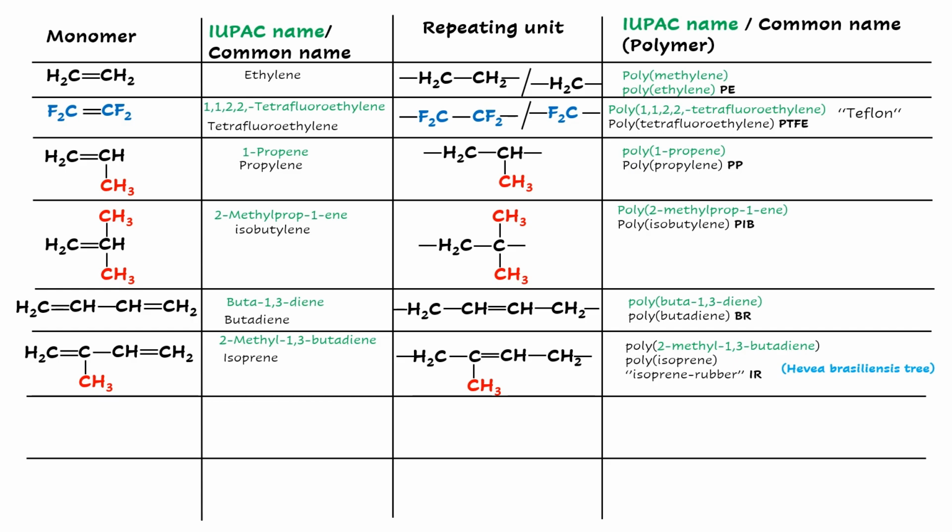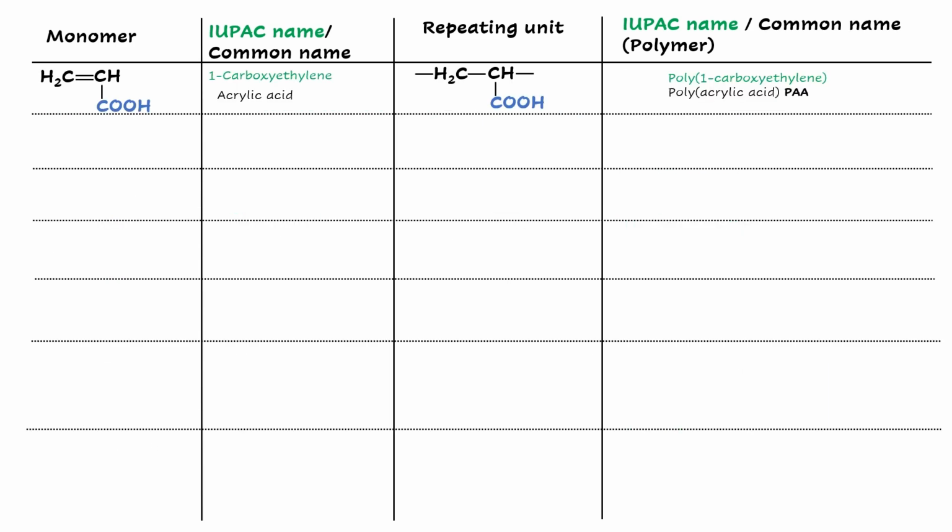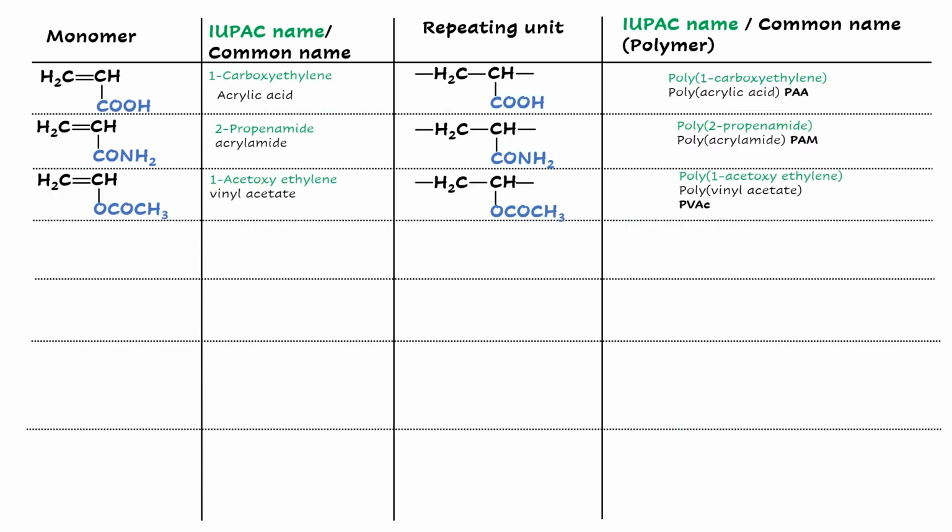The next polymer in my list is polyvinyl chloride, which is widely used in construction of pipes. Then we have polyacrylonitrile, polyacrylic acid, polyvinyl acetate. All these polymers can directly be synthesized from their monomer. And what about polyvinyl alcohol? What do you think? What will be the monomer for polyvinyl alcohol? Is it vinyl alcohol? No.